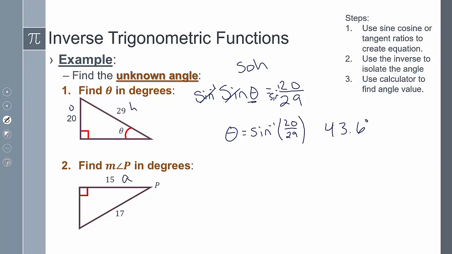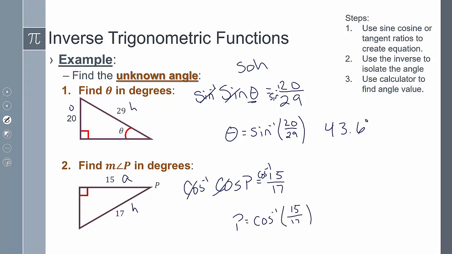Let's look at another one. I have my adjacent, I have my hypotenuse. So I'm going to say the cosine of P equals adjacent over hypotenuse. Cosine inverse to both sides. So I get P equals cosine inverse of 15/17. Now we can enter that in our calculator. Cosine inverse of 15/17, and that's going to be 28.07 degrees.